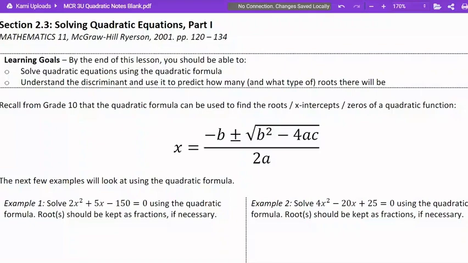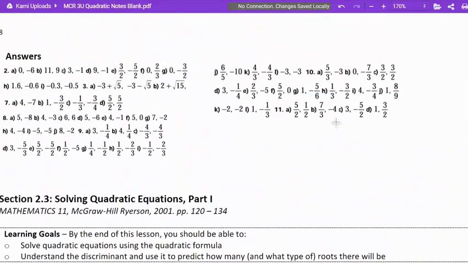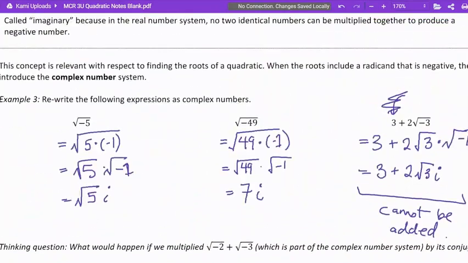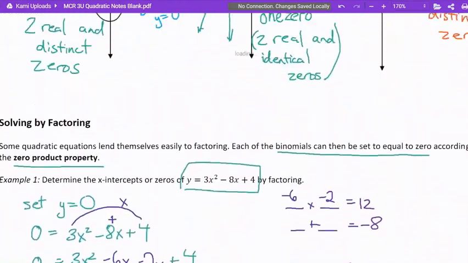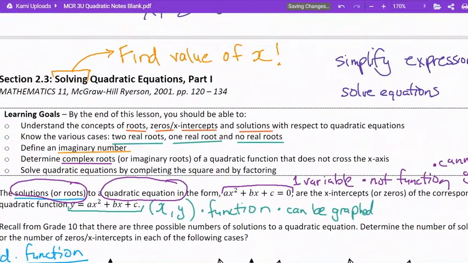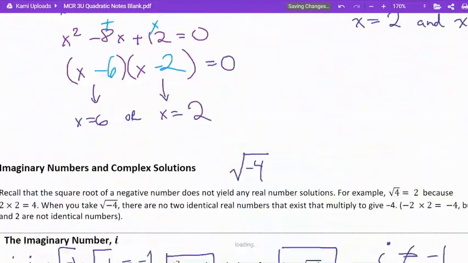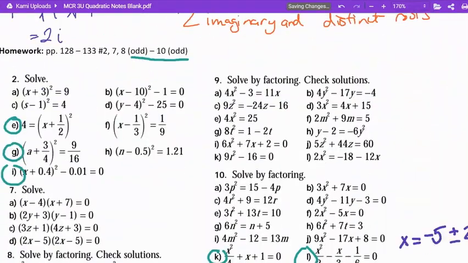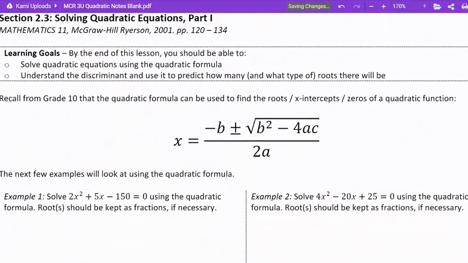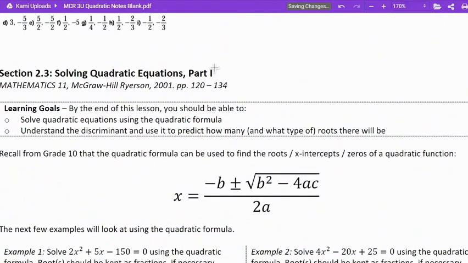We are solving quadratic equations. No, isn't it part 2? Yeah, it's part 2. I think there's a typo. So it's day 2. Okay.